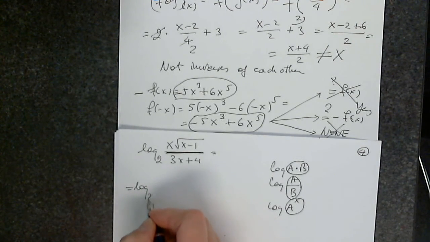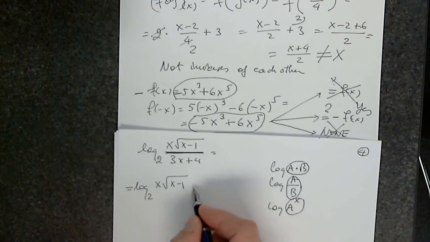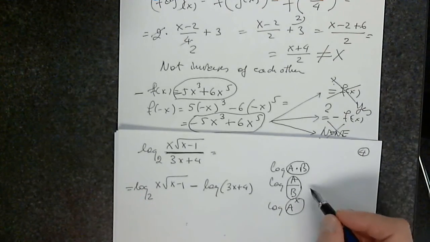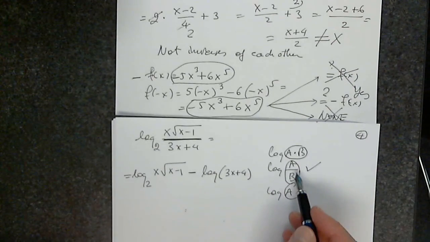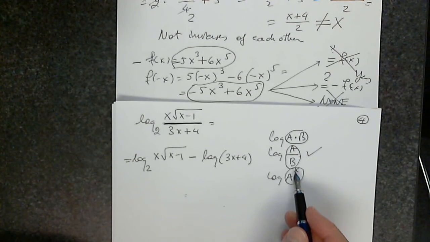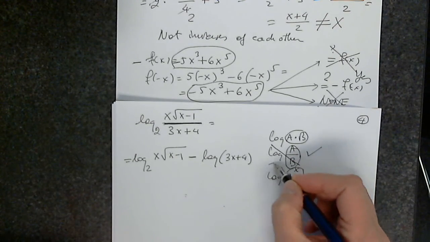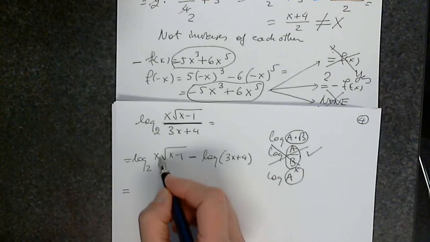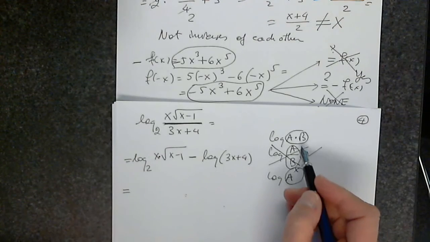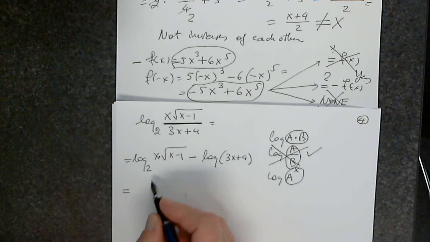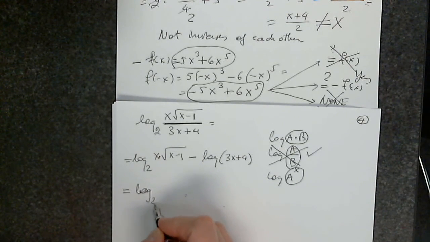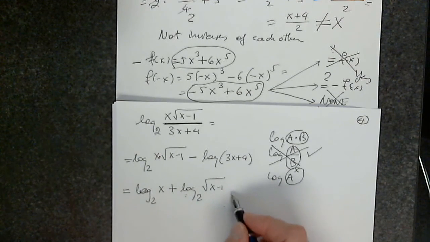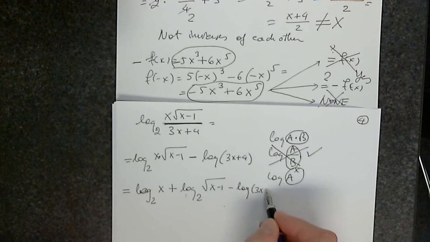So then I will say log base 2 of x, the square root of x minus 1, minus log in parentheses 3x plus 4. So I use this property: log of the top minus log of the bottom. So this is done. There are no more ratios in my problem. Then I continue and I see a product. The product rule requires sum. I have to write sum. Log base 2 of x plus log base 2 of the square root of x minus 1 minus log 3x plus 4.